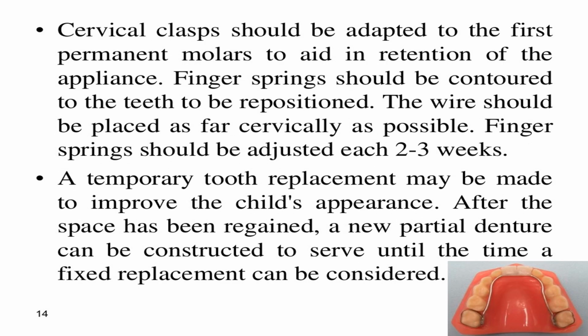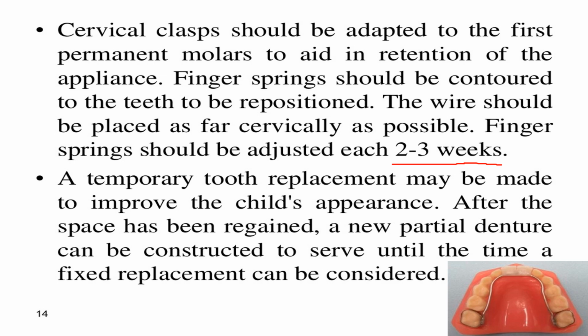Cervical clasps should be adapted to the first permanent molars to aid in retention of the appliance. Finger springs should be contoured to the teeth to be repositioned. The wire should be placed as far cervically as possible. Finger springs should be adjusted each 2 to 3 weeks. A temporary tooth replacement may be made to improve the child's appearance. After the space has been regained, a new partial denture can be constructed to serve until the time a fixed replacement can be considered.